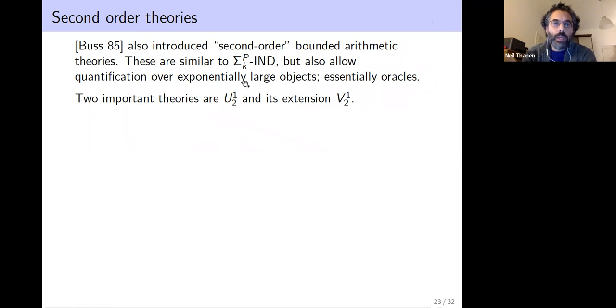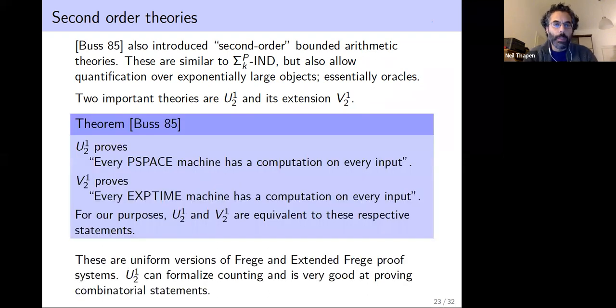So we also have second order bounded arithmetic theories. And these quantify not just over numbers, but over sets of numbers or over functions, or effectively over oracles, exponentially large things. So V^1_2 is a straight induction existentially quantifying over these objects. U^1_2 is a more limited induction. And these are defined by Sam.